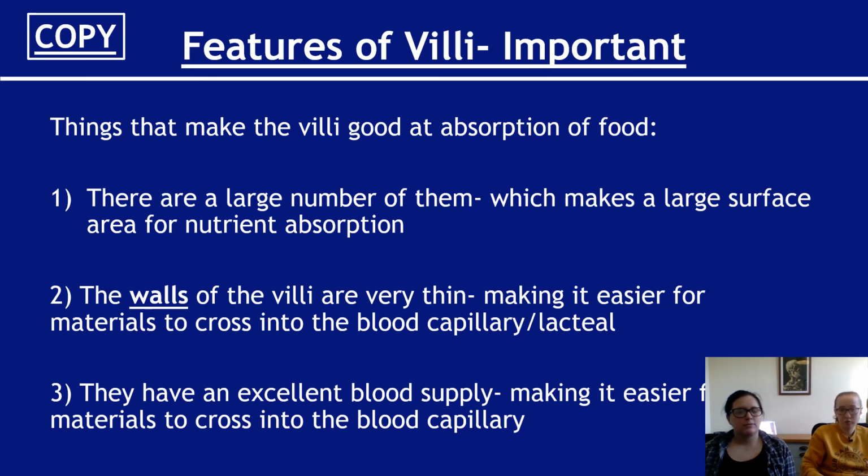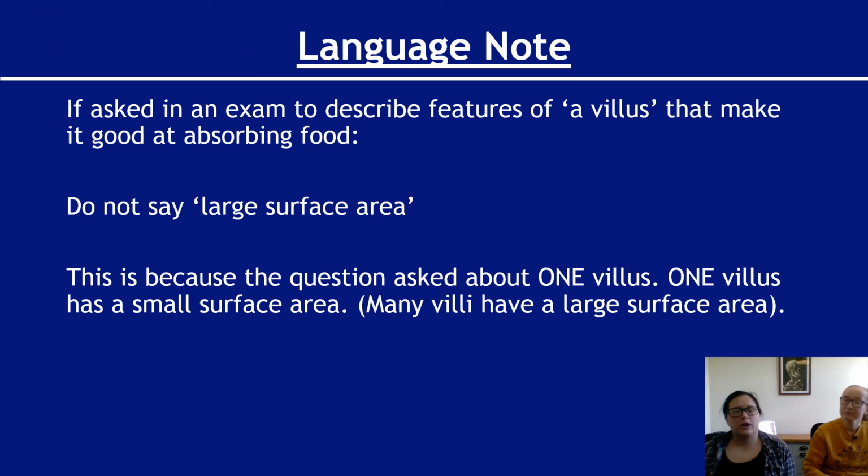The second thing, which we've already touched on, is the idea of the walls of the villus. These are really, really thin. They're generally just shown as one cell thick. And again, this makes it much easier for materials to diffuse and cross in and out of the villi. So thin walls, again, allow things to move in and out very easily. And finally, they have an excellent blood supply, linking back to that blood capillary. So they have got all of this blood, making it much easier, again, for materials to cross into and out of the villus.